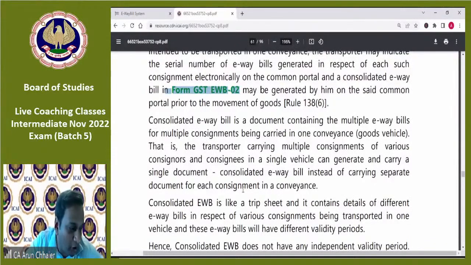Single consignment, multiple order consignment. Bhupesh, point is not clear. Kindly ask again.